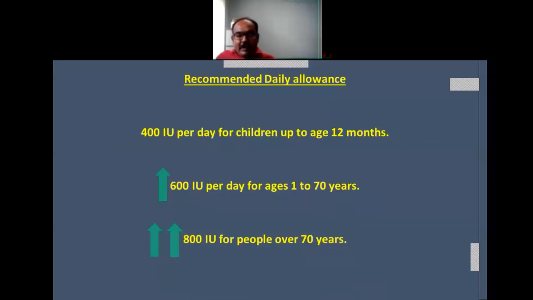The recommended daily allowance of vitamin D is 400 IU per day for children, 600 IU for people from 1 to 70 years of age, and 800 IU for people more than 70 years of age.